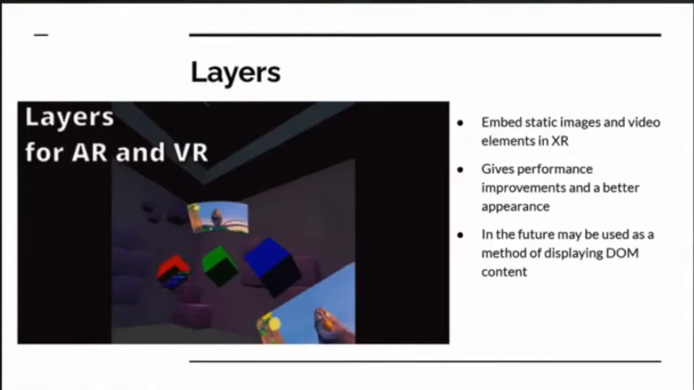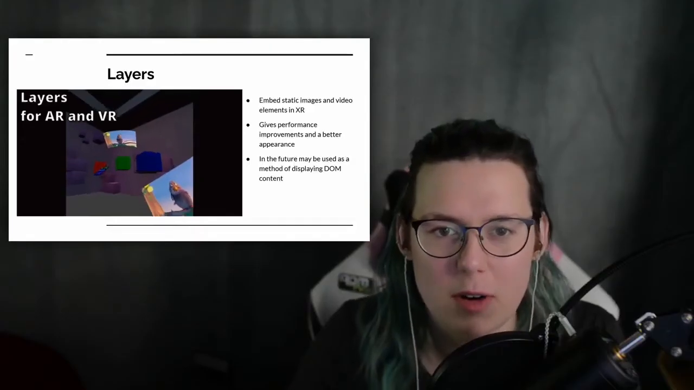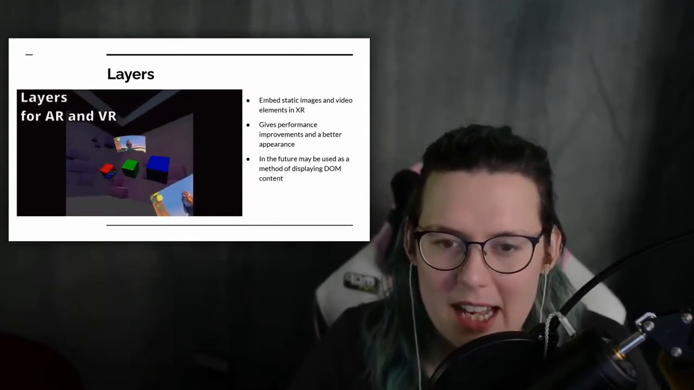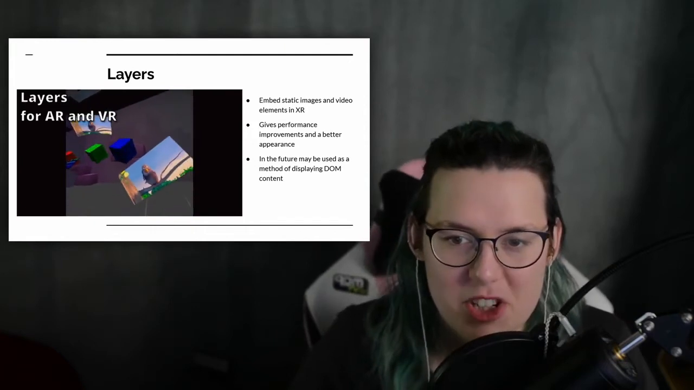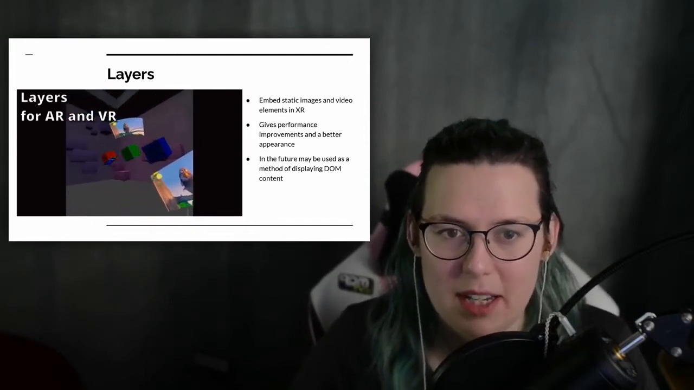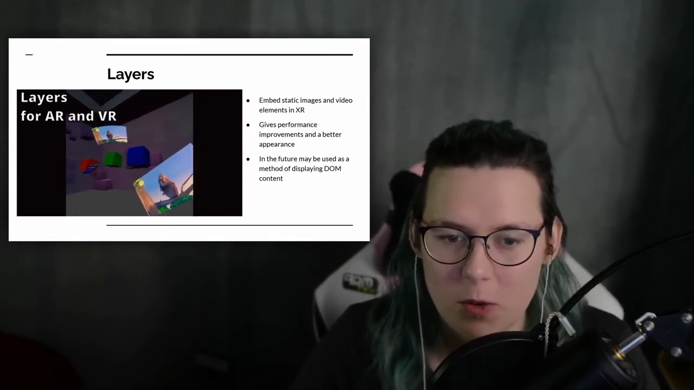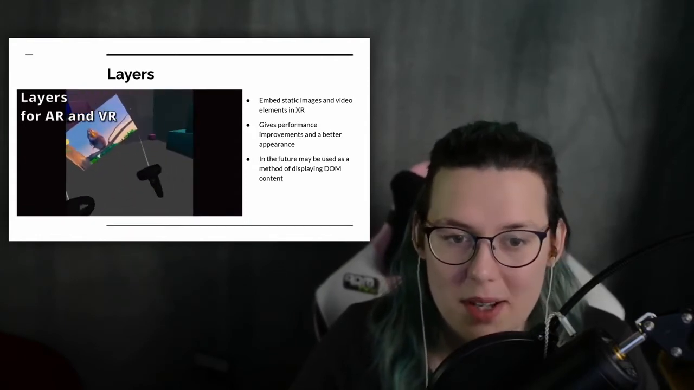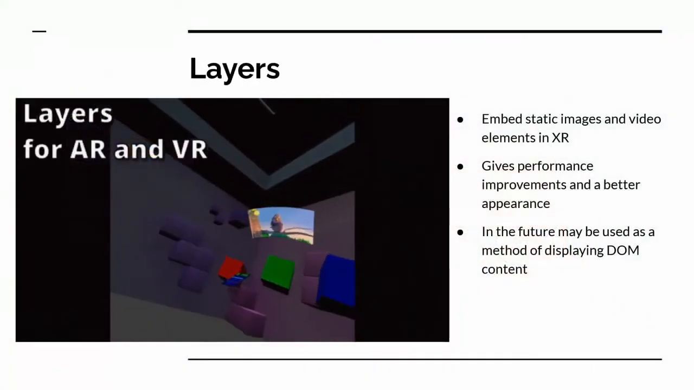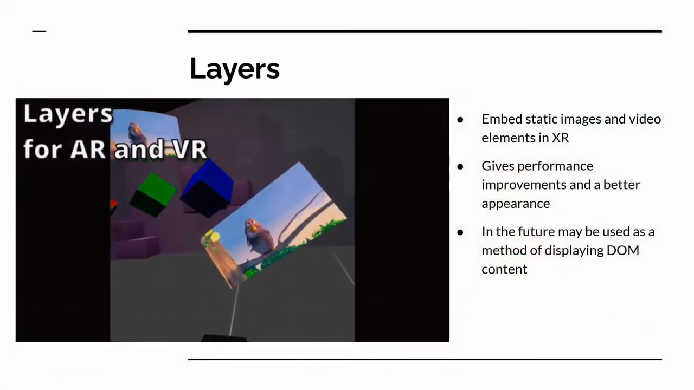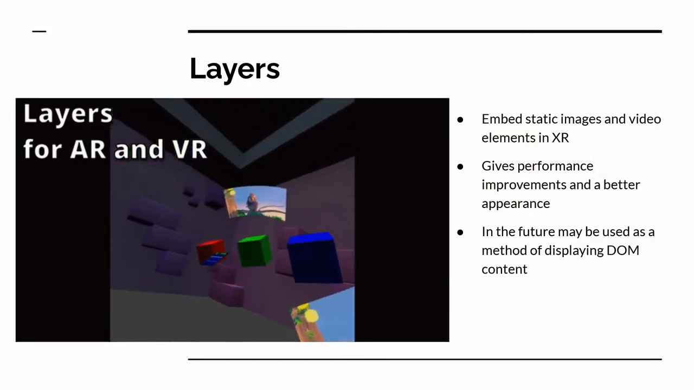The next thing I want to talk about is layers. And layers are incredibly useful. What they do is that they let you display static images and video elements in WebXR. Initially, this may seem not very useful. After all, we can already display images and videos using WebGL, so we have no need for it in WebXR. But it has one big advantage.